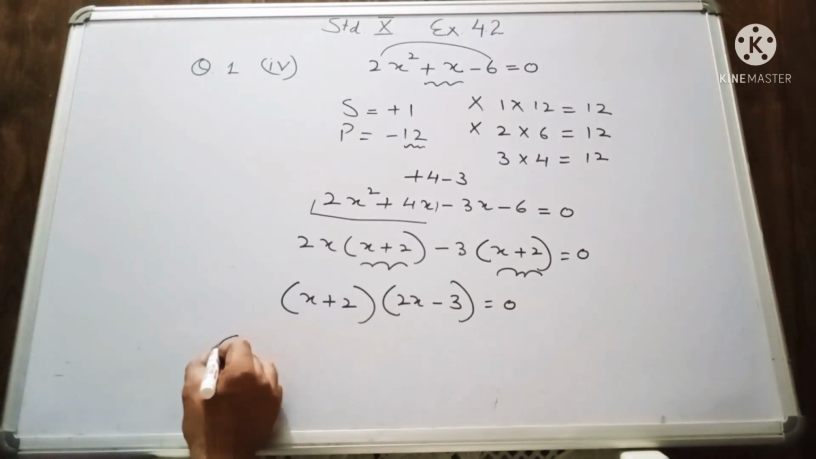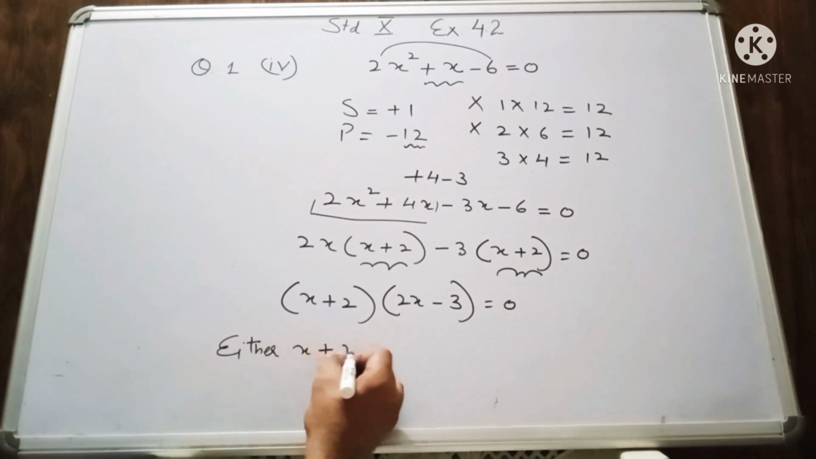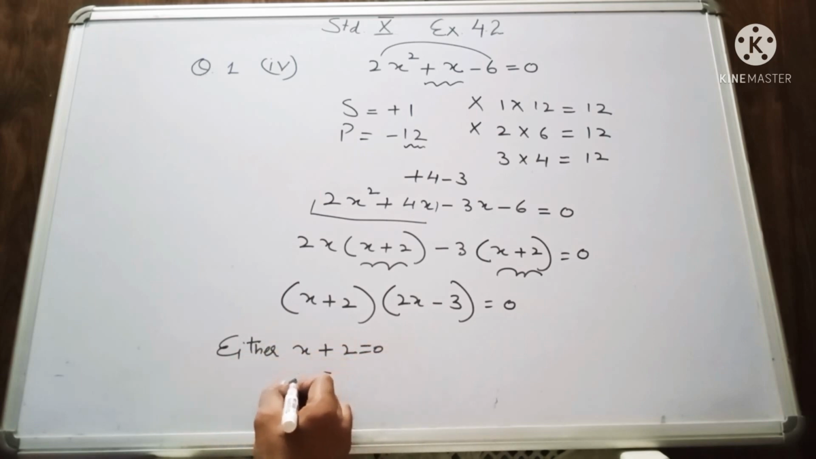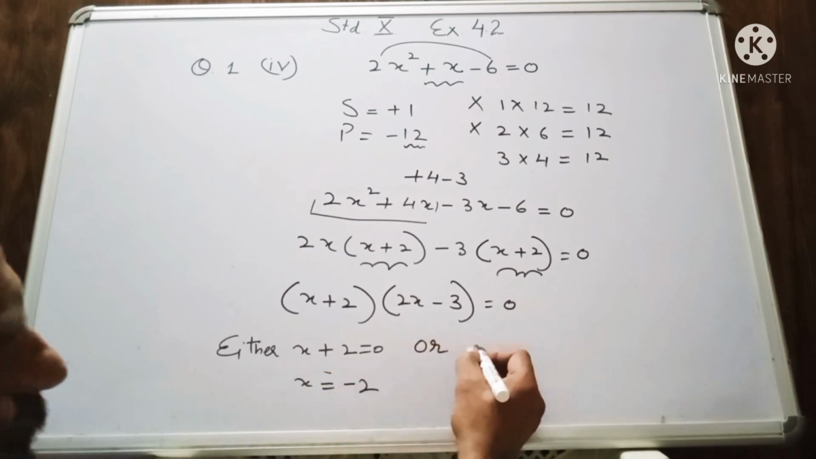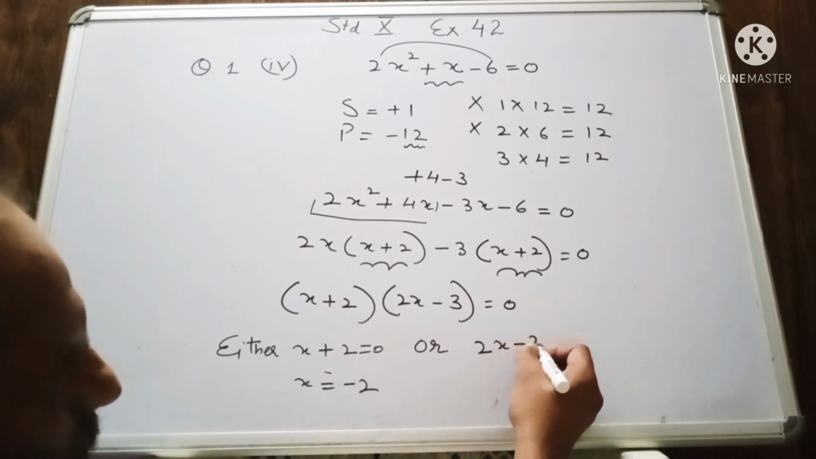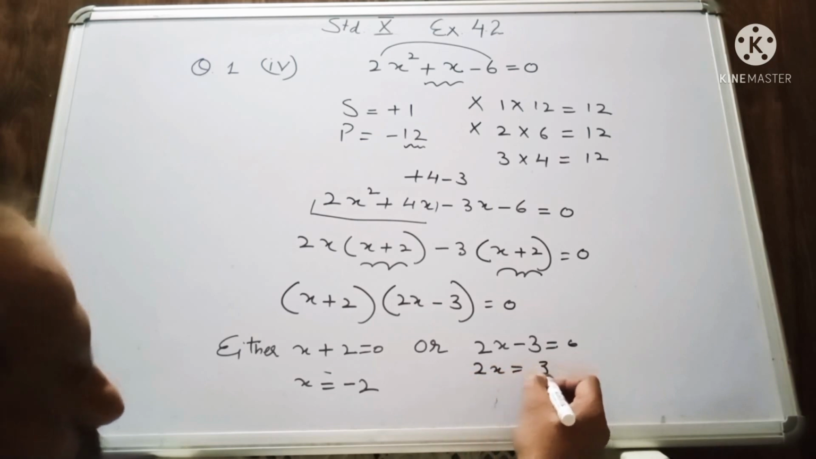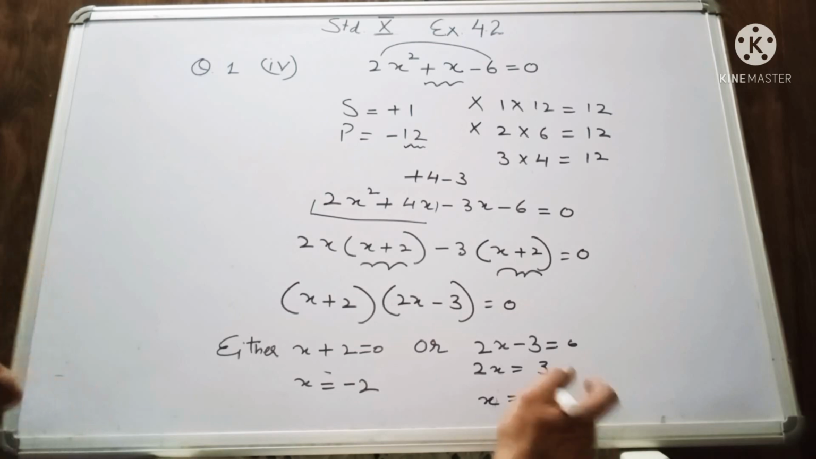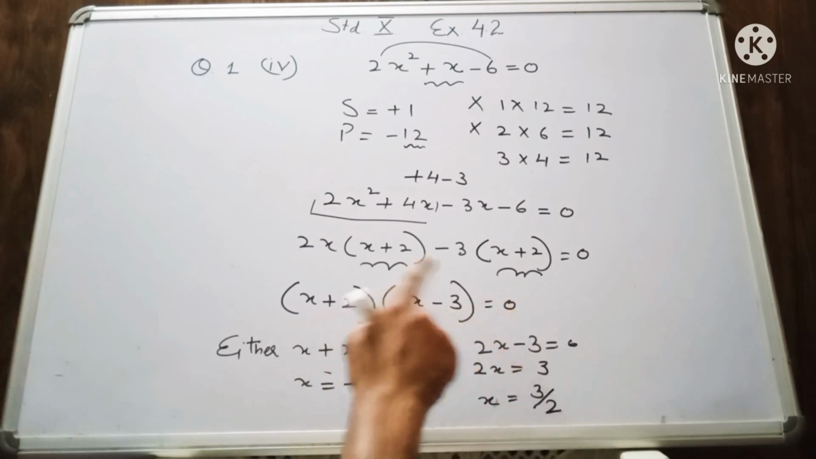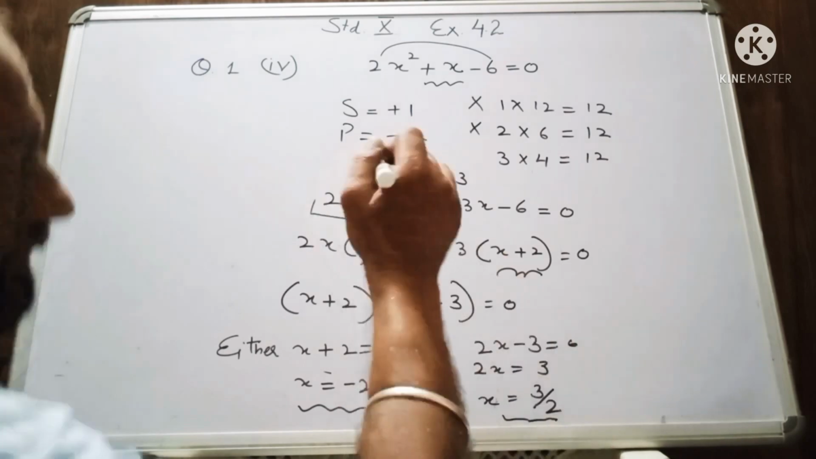Either x plus 2 is equal to 0, or we can find x is equal to minus 2, or 2x minus 3 is equal to 0. 2x is equal to 3 and x is equal to 3 by 2. When the product of two factors is 0, one of them must be 0. Hence our solution is x is equal to minus 2, x is equal to 3 by 2.